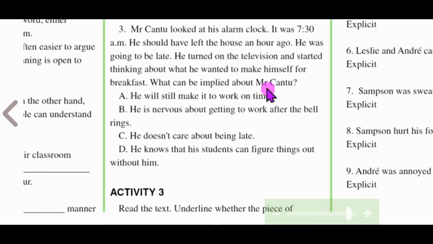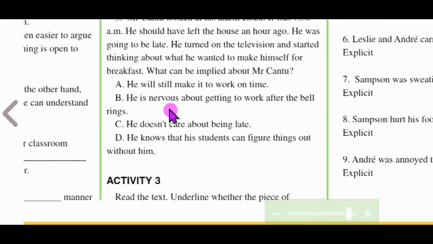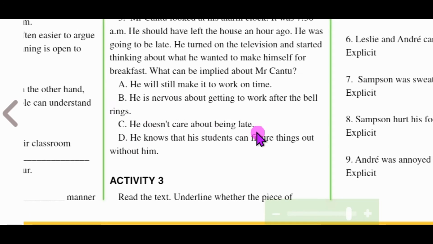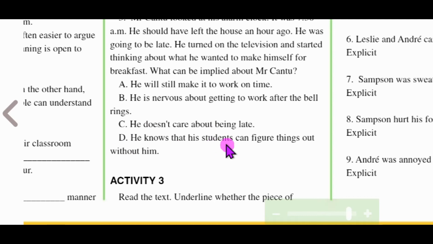What can be implied about Mr. Canto? A. He will still make it to work on time? Absolutely not. B. He is nervous about getting to work after the bell rings? I don't see anything that implies that. C. He doesn't care about being late. He knows that his students can figure out things without him. So I want to use C as my answer because he gets up at 7:30. He should have left the house an hour ago.